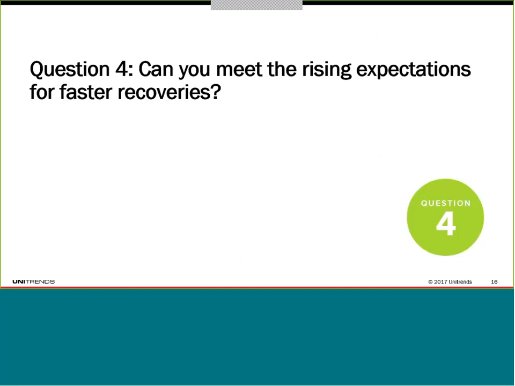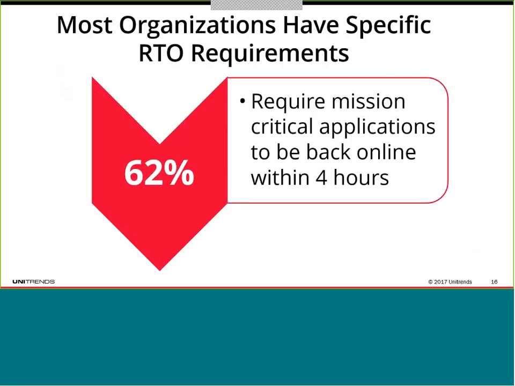Question number 4, can you meet the rising expectations of faster recoveries? In our survey last year, 62% of organizations responded that they have recovery time objectives of 4 hours or less. And that's quite dramatic. To recover an application that's failed, the data center goes down, and so forth, many times 4 hours is a very, very aggressive recovery time. Companies are expecting IT to improve that recovery time. That number is up from previous years, and we expect to see that increase over time, so that you are going to be under the gun to recover failed applications faster and faster.